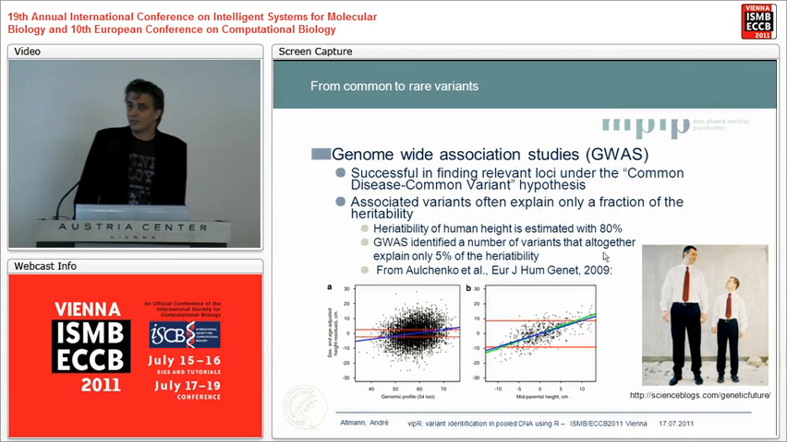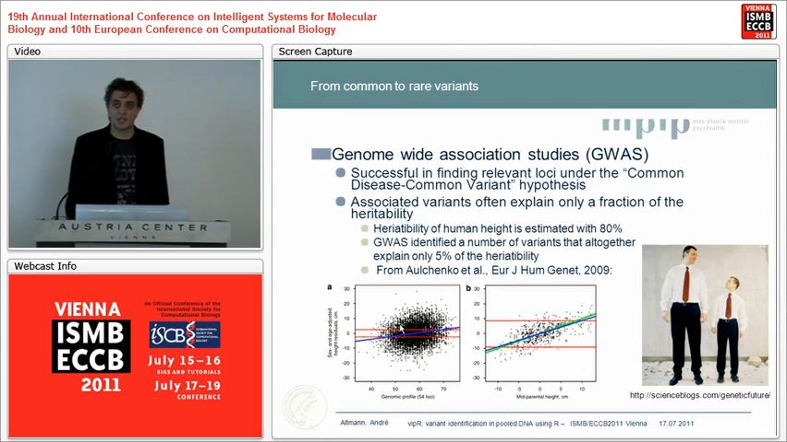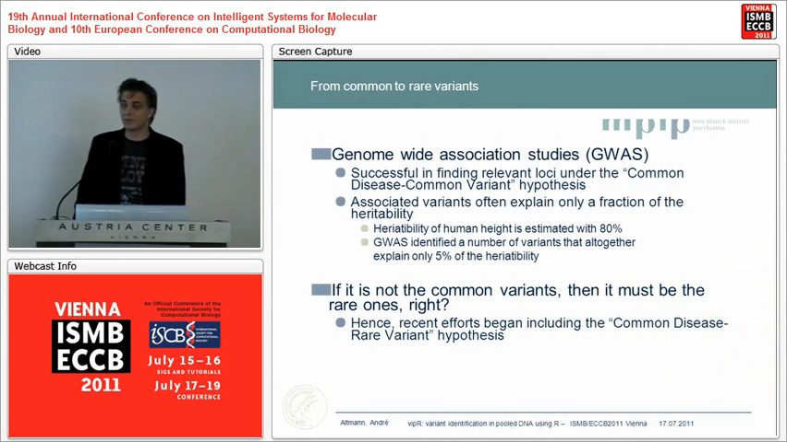The GWAS identified quite a number of relevant loci. And if you do the same game, so you build a model and you correlate it with the actual height, you get this kind of point cloud, which only explains 5% of the heritability. And so the conclusion of this is, if it's not the common variants, it must be the rare ones. And that's how we come to the common disease rare variant hypothesis.